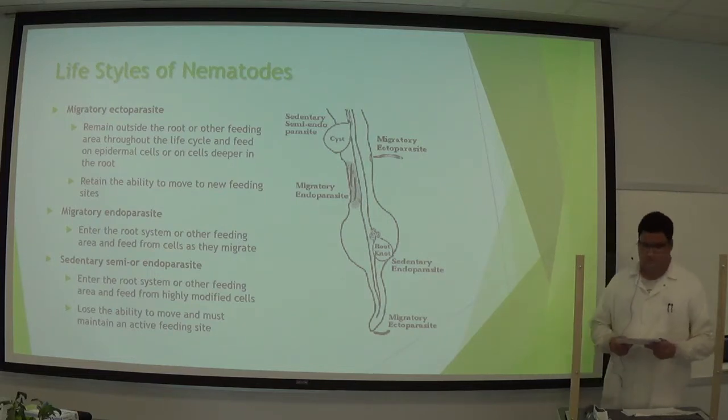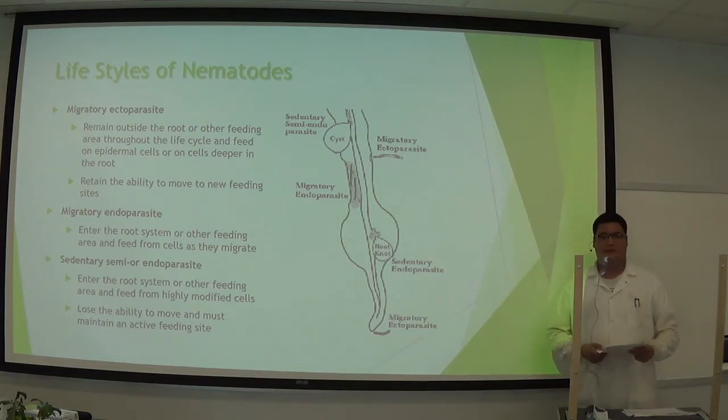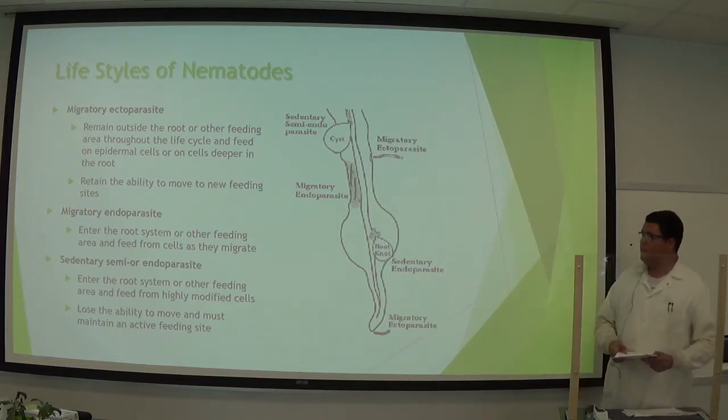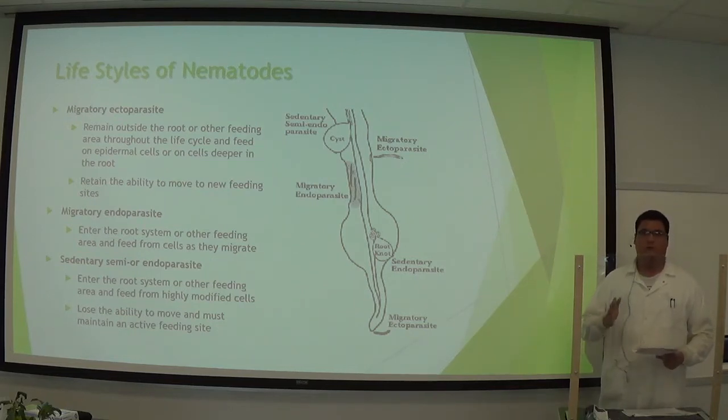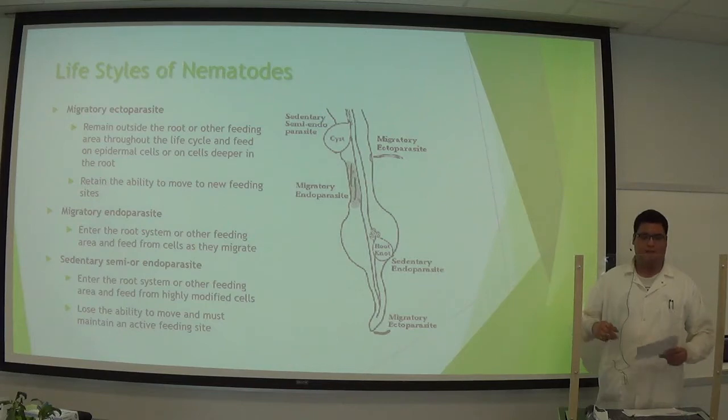Now we'll get into migratory endoparasites. Endo would be the opposite of ecto, so endo would be inside. Migratory endoparasitic nematodes will actually move around within the root cells of the plant. So you're going to get a lot of lesions because of that. Think of it like burrowing through the soil. You're moving around all the cells within the root, and that just messes everything up.